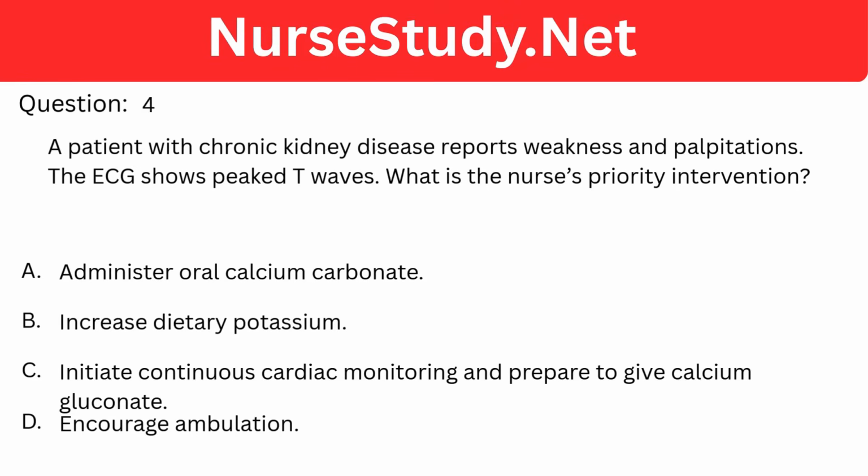Question 4. A patient with chronic kidney disease reports weakness and palpitations. The ECG shows peaked T waves. What is the nurse's priority intervention?